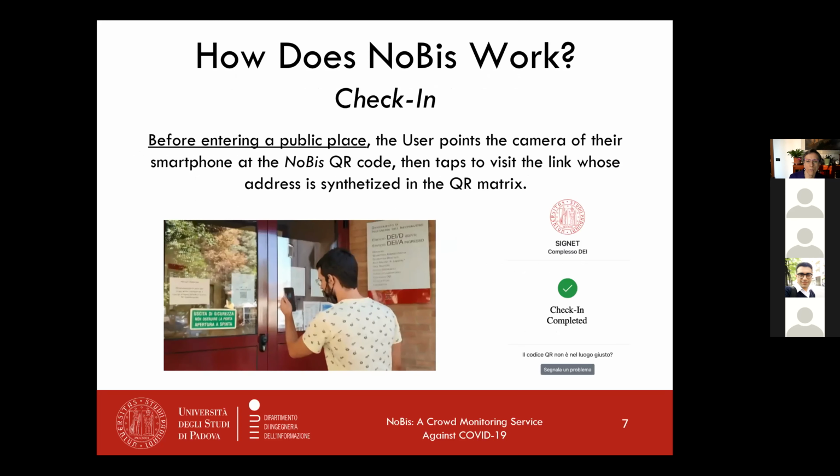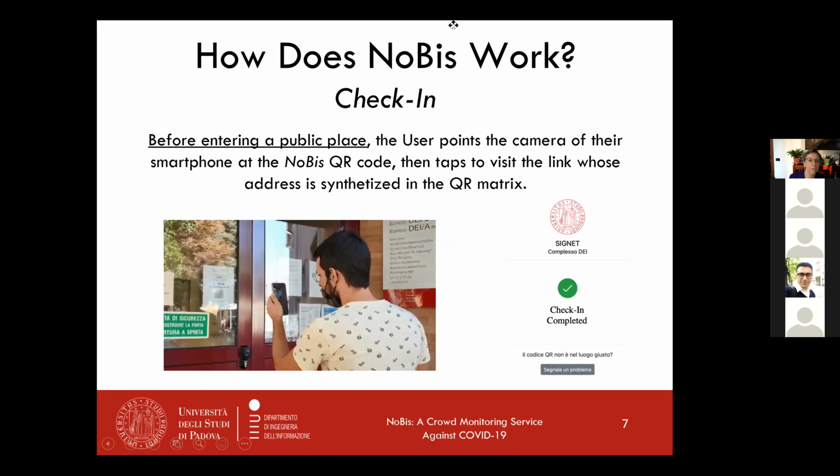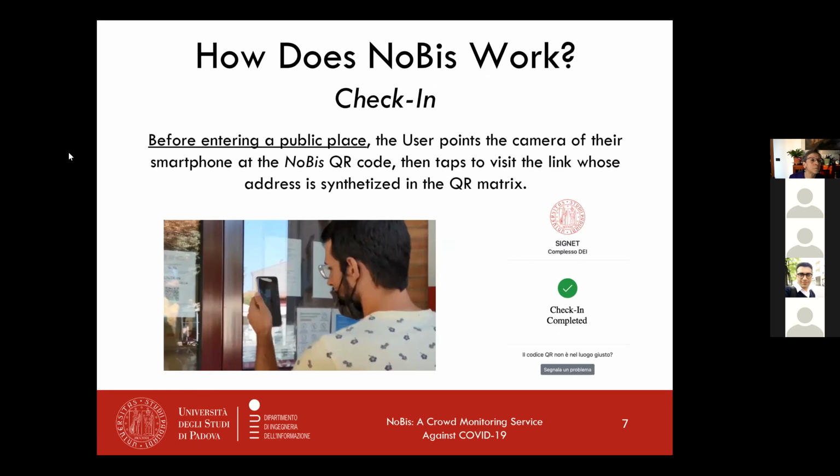Okay, how does NoBis work? At check-in, before entering a place, the user has to point the camera of their smartphone at the NoBis QR code, then tap to visit the link whose address is synthesized in the QR matrix, and can actually enter the place.